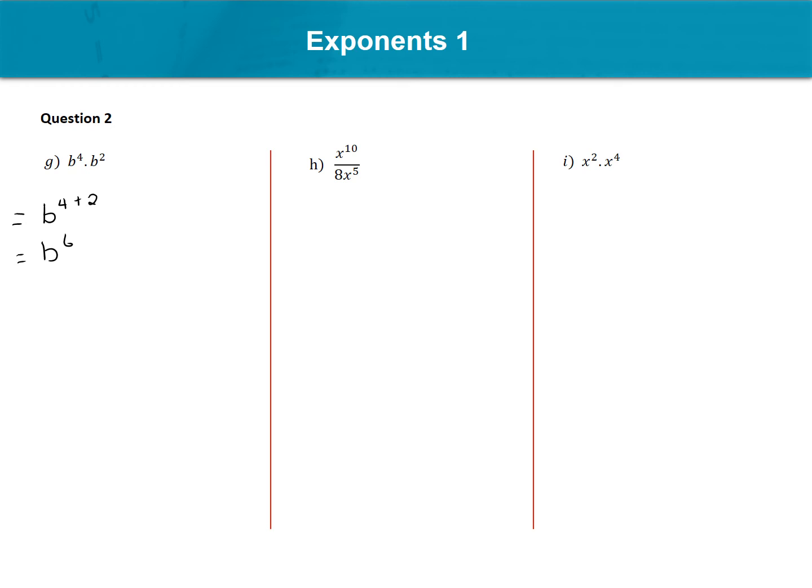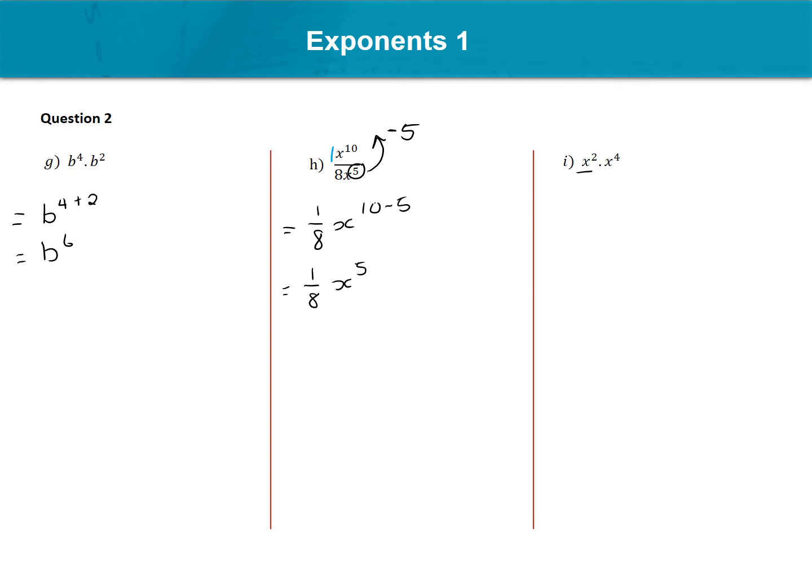H, we have a fraction, so we want to get rid of the fraction. So we say in front of our x, this is a 1. So we have 1 over 8 x to the power of 10 minus 5, because this 5, when you bring it up to the numerator, becomes negative 5. So we have 1 over 8 x to the power of 5.